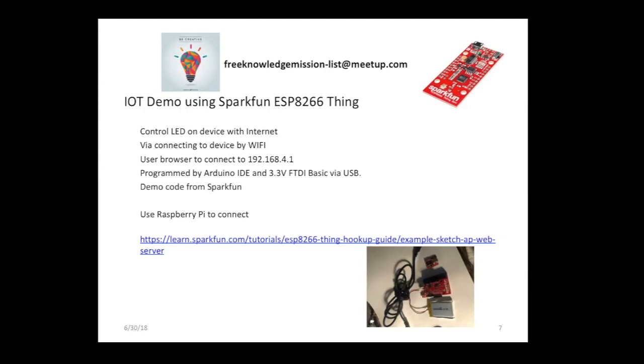We need to connect to it, so we need to know its IP address. It's 192.168.4.1. And let's see how we do. And so this machine has now replied back that you have done it wrong. So we will now do what it says. That's the wrong IP address? No, I have the right IP.